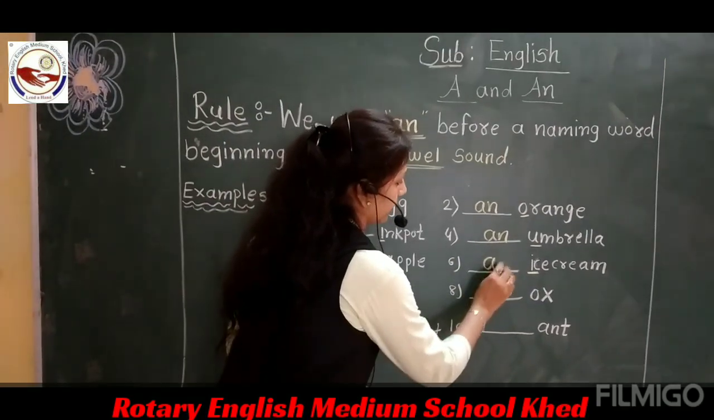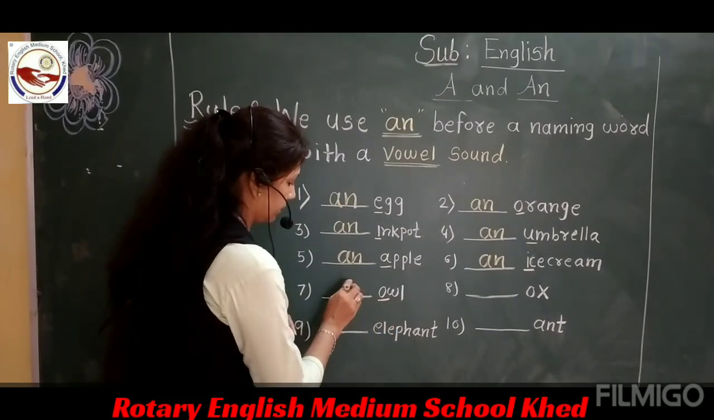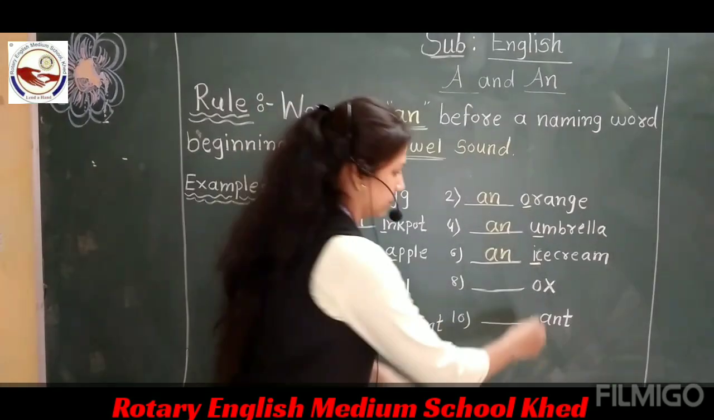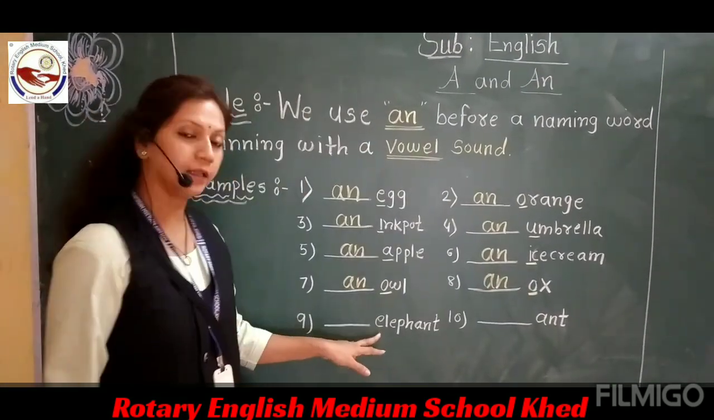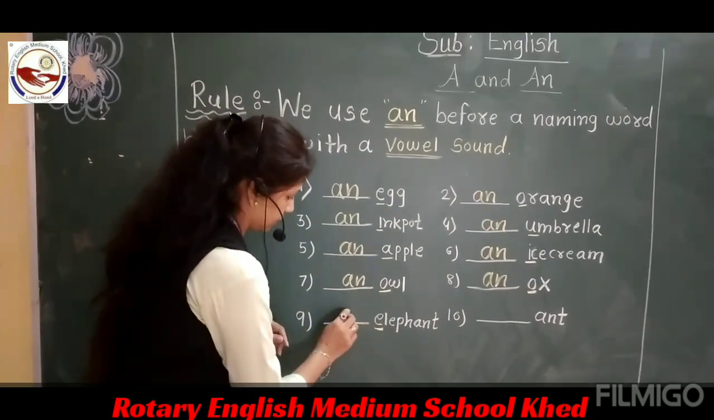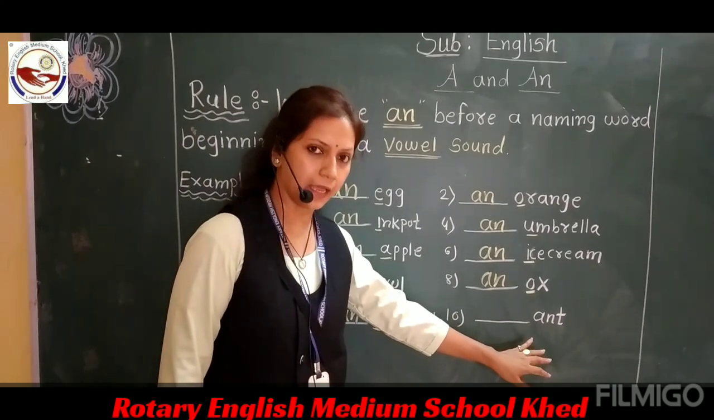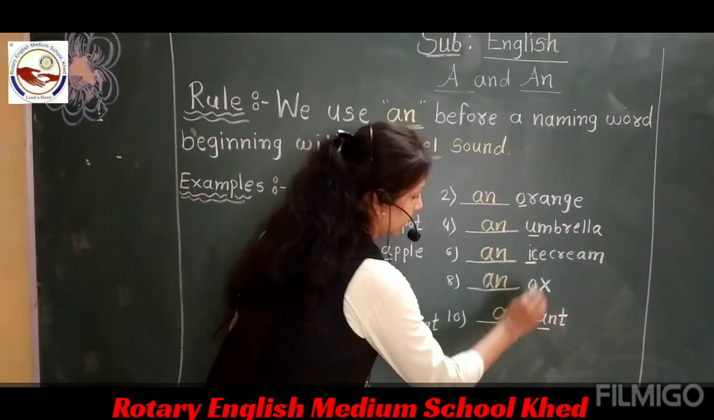Then again here, ice cream, so an ice cream. Owl, then an owl. Again here, ox, O, so an ox. Then elephant, so an elephant. And the last word is ant. A is a vowel, so an ant.